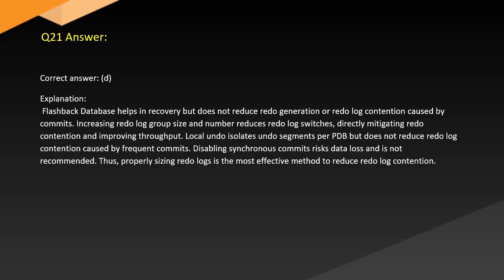Answer. Correct answer, D. Explanation. Flashback database helps in recovery, but does not reduce redo generation or redo log contention caused by commits. Increasing redo log group size and number reduces redo log switches, directly mitigating redo contention and improving throughput. Local undo isolates undo segments per PDB but does not reduce redo log contention caused by frequent commits. Disabling synchronous commits risks data loss and is not recommended. Thus, properly sizing redo logs is the most effective method to reduce redo log contention.